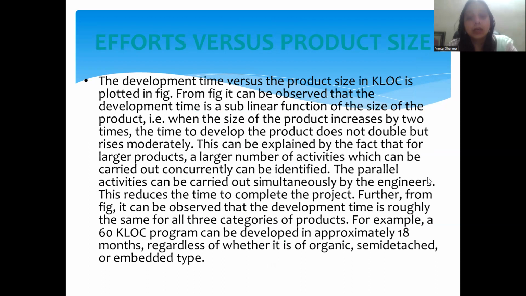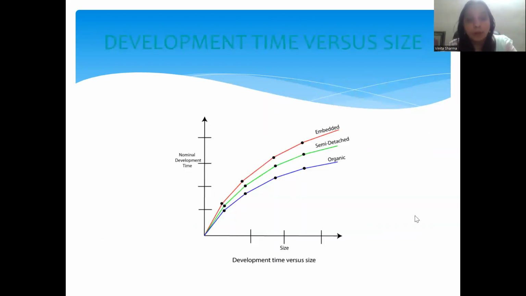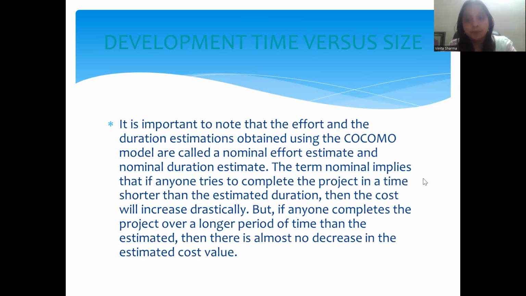Here, whenever we have to calculate, KLOC is how many lines we are using in the coding. This is the diagram showing nominal development time and development time versus size. How much time did it take us to develop a product, how much coding did we do in that time, and how many lines, how many LOCs we are using to develop the software, then we will calculate the size of the software. Organic, semi-detached, and embedded.